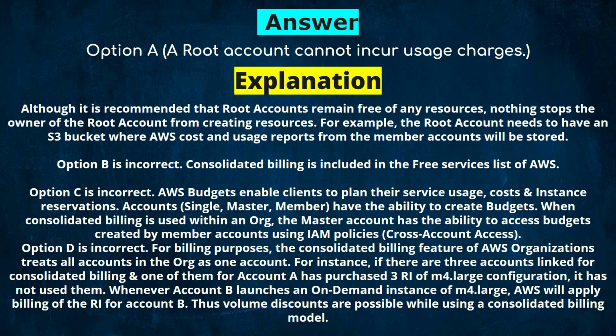For billing purposes, the consolidated billing feature of AWS Organizations treats all accounts in the org as one account. For instance, if there are 3 accounts linked for consolidated billing and one of them, account A, has purchased 3 RI of M4 large configuration, it has not used them. Whenever account B launches an on-demand instance of M4 large, AWS will apply billing of the RI for account B. Thus, volume discounts are possible while using a consolidated billing model.